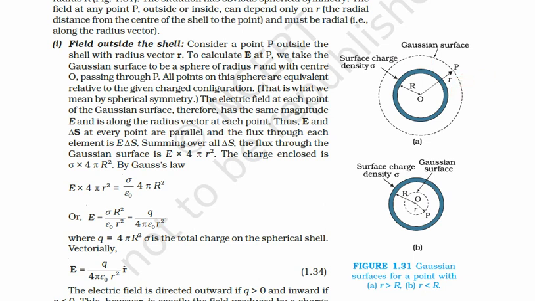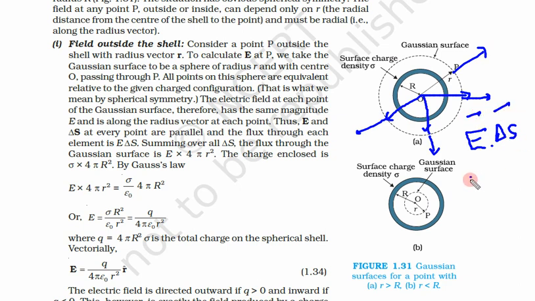Now let us see what the direction of the electric field is. The normal to the surface is like this everywhere, and in this case the electric field is also in the same direction, radially outward. So in each and every case, the normal to the surface and the electric field direction are the same. Hence we can write E dot delta S simply as E delta S, because the normal to the surface and the electric field are both in the same direction.